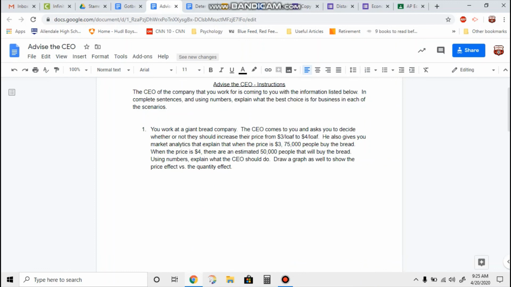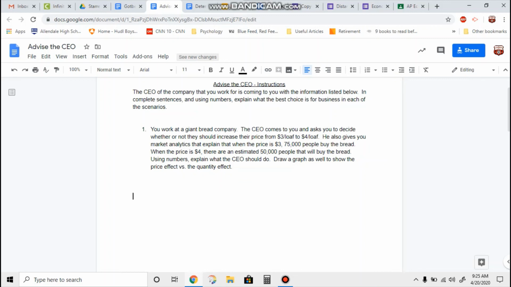Well, what is the price effect? If we raise the price from $3 to $4, we are making one additional dollar per loaf. And there are 50,000 people that are going to buy it for that one additional dollar. That means we are going to gain $50,000.